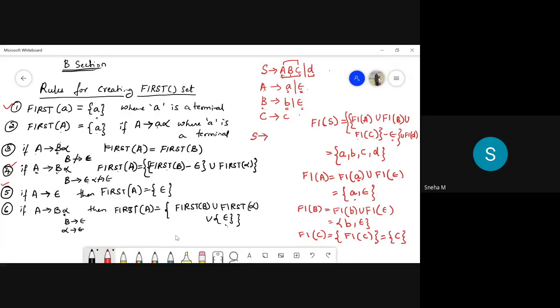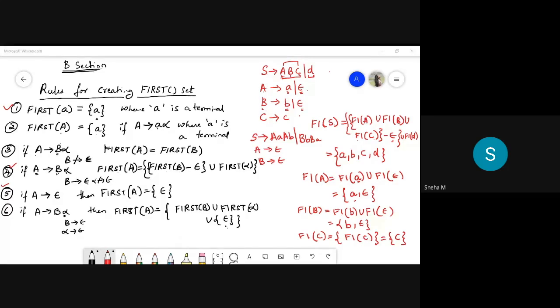S producing AaAB, BbBA. A produces epsilon and B produces epsilon. Take another 5 minutes to compute the first set for all the non-terminals.